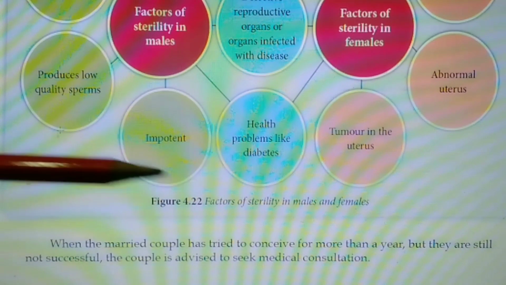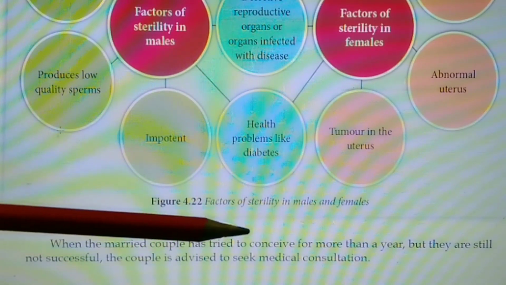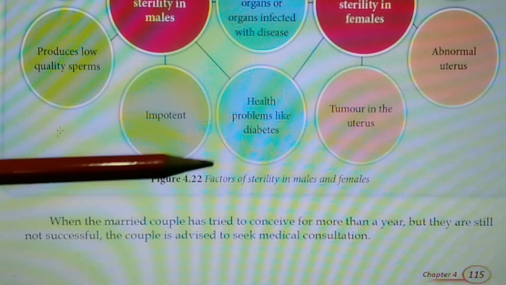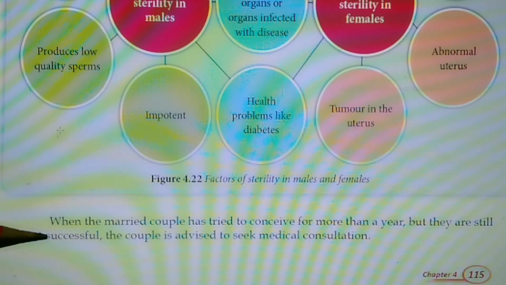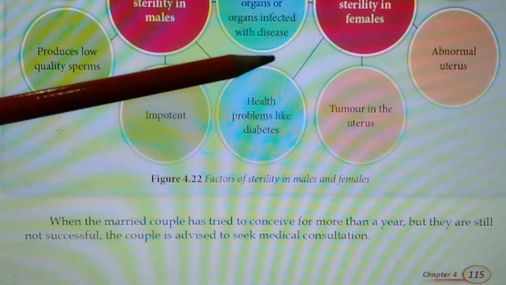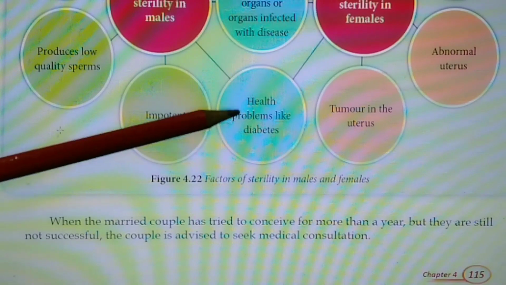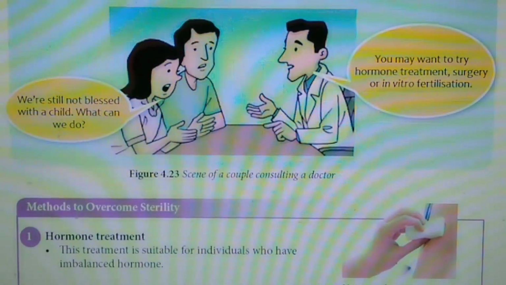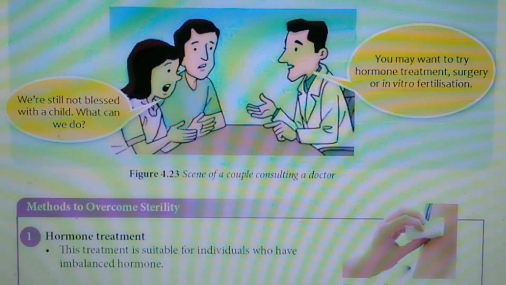Now, when a married couple has tried to conceive for more than a year and are still not successful in having children, the couple is advised to seek medical advice. So based on these factors, if the married couple still does not have any children, it is better for them to seek a medical consultation. When they meet a doctor, the doctor may ask several questions, and based on those questions, the doctor will give a solution and several methods to overcome sterility.